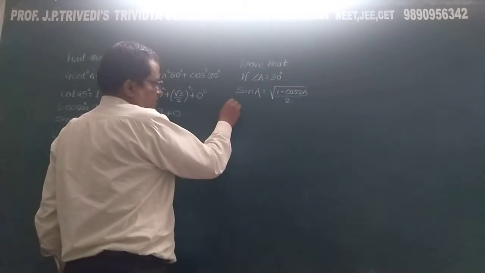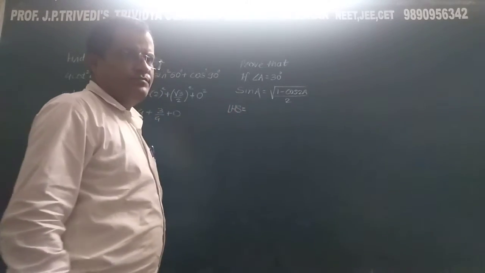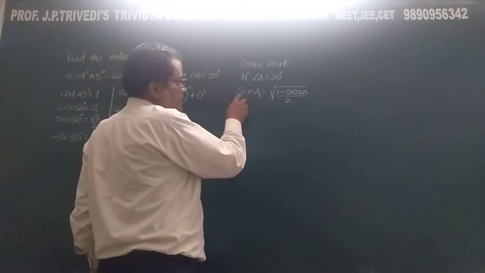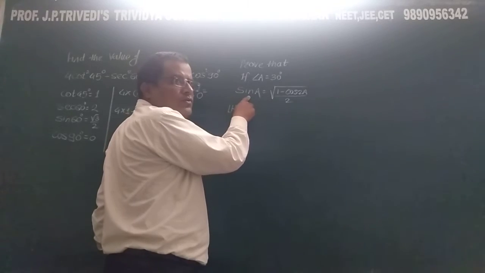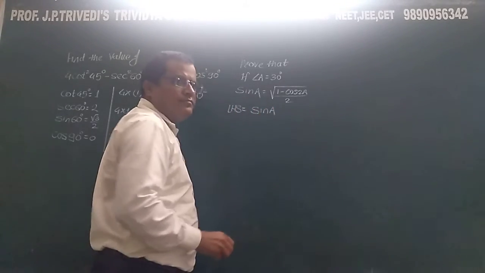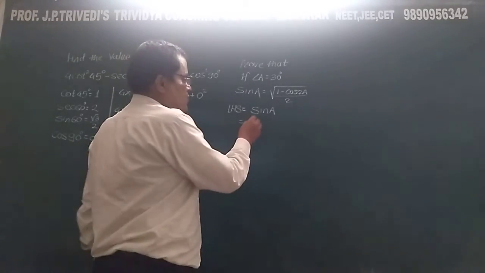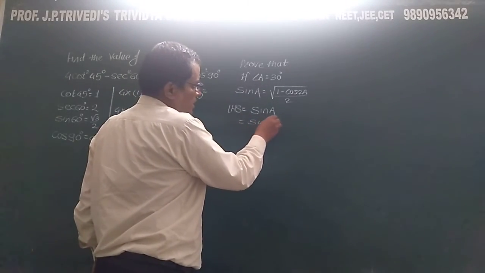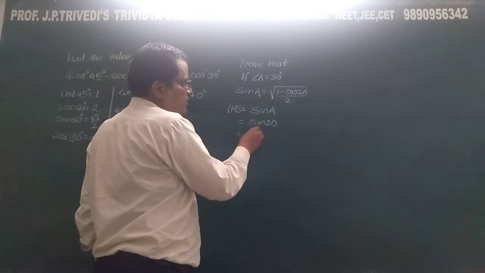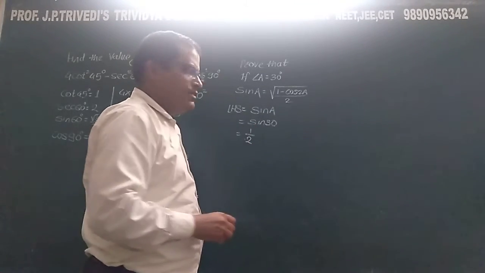So here, what is LHS? Here LHS is equal to sin A. Now A is equal to 30, so we write sin 30. Sin 30 is equal to 1 upon 2. This is LHS.